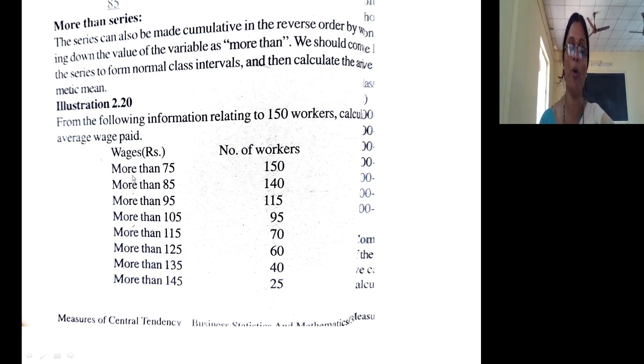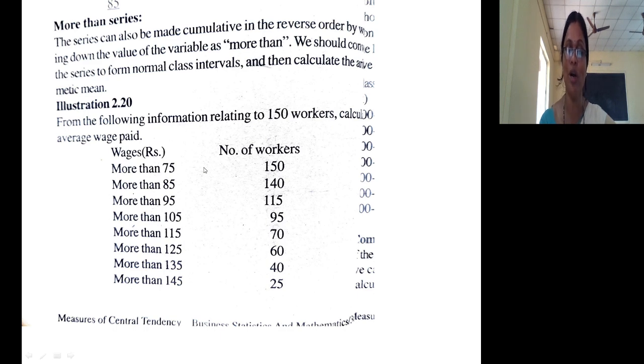So how to reframe the problem? First we have to concentrate on the class intervals. You have to frame the class intervals. See, more than 75, more than 85, more than 95. Identify the difference between these given values of wages. It is 10. So we should frame class intervals having a class width of 10. As it is a more than series, the lower class limit of the first class interval is 75. If it were less than, this would become the upper class limit. As it is more than, this becomes the lower class limit.